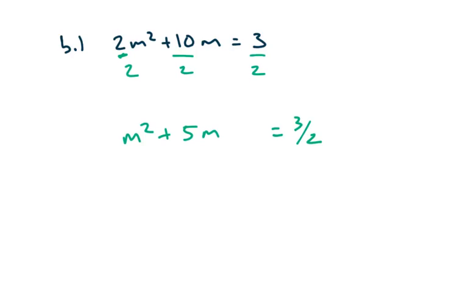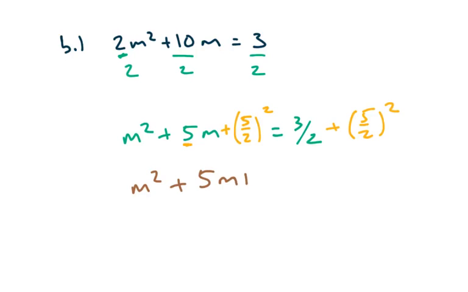Now, we want to complete the square. This is trying to scare us, but all we have to do is take this number, divide by 2, and square. So this would be 5 over 2 squared. I'll write it as such to show you the process isn't bad. And then what we do to one side, we have to do to the other. That will make this m squared plus 5m plus 25 over 4 equals 3 over 2. And remember, this is 5 squared over 4, so it's still 25 over 4.